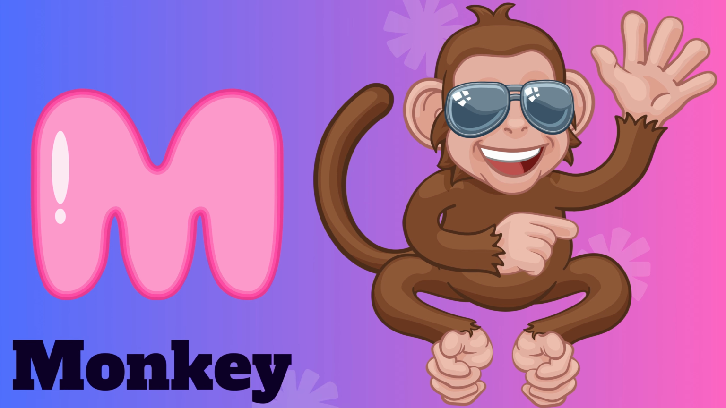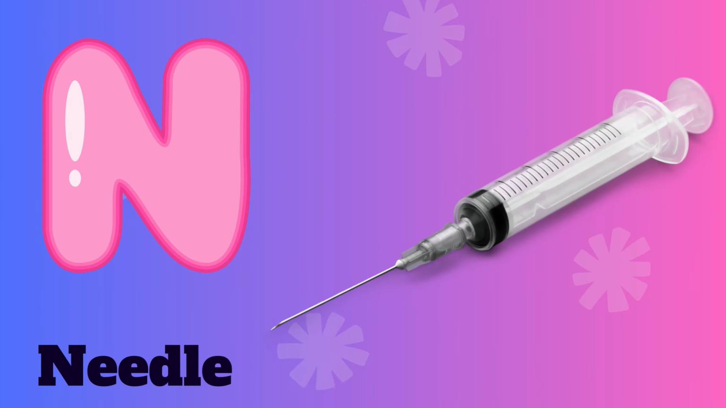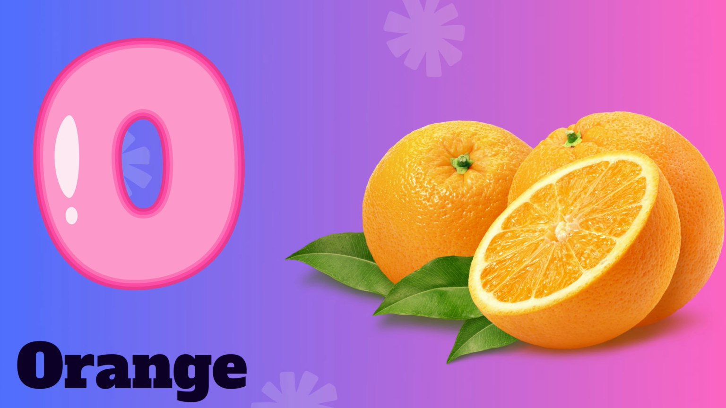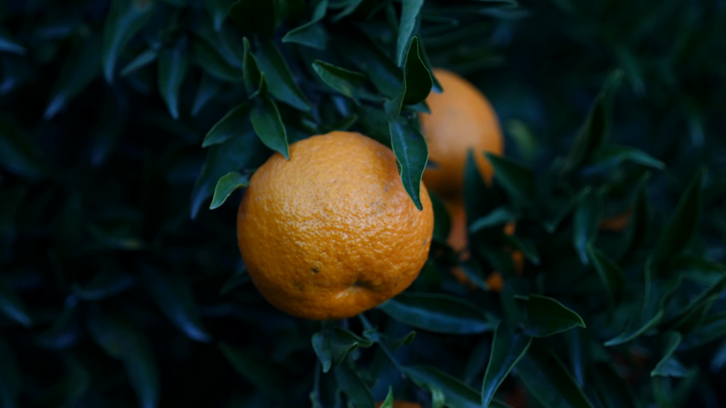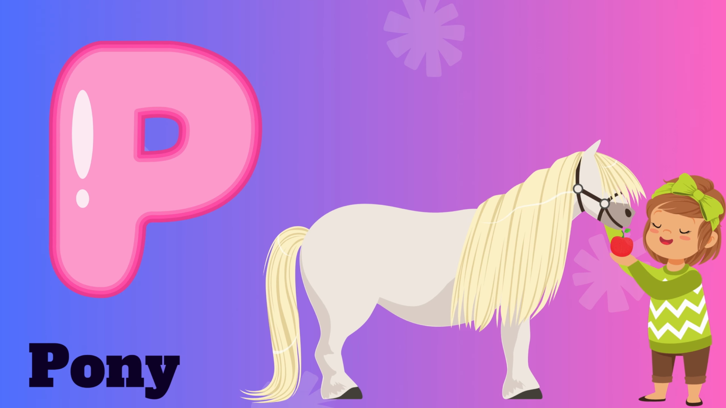M is for monkey. M, m, m, m, monkey. N is for needle. N, n, n, n, needle. O is for orange. O, o, o, o, orange. P is for pony. P, p, p, p, pony.